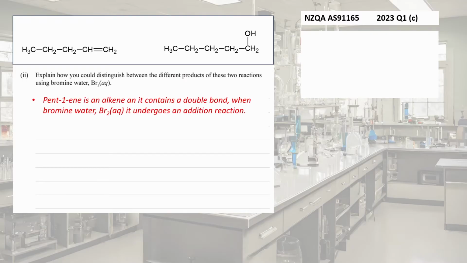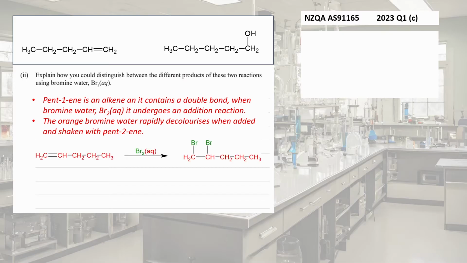So as an alkene, we're going to say this one is an alkene. It contains a double bond. When bromine water is added, it undergoes an addition reaction. The orange bromine water rapidly decolorizes when added and shaken with pent-2-ene, and we get this reaction here. So I guess the first step here is to say that we add the bromine water to each of the samples. Then we've got this explanation that we get an addition reaction. The orange bromine water rapidly decolorizes.